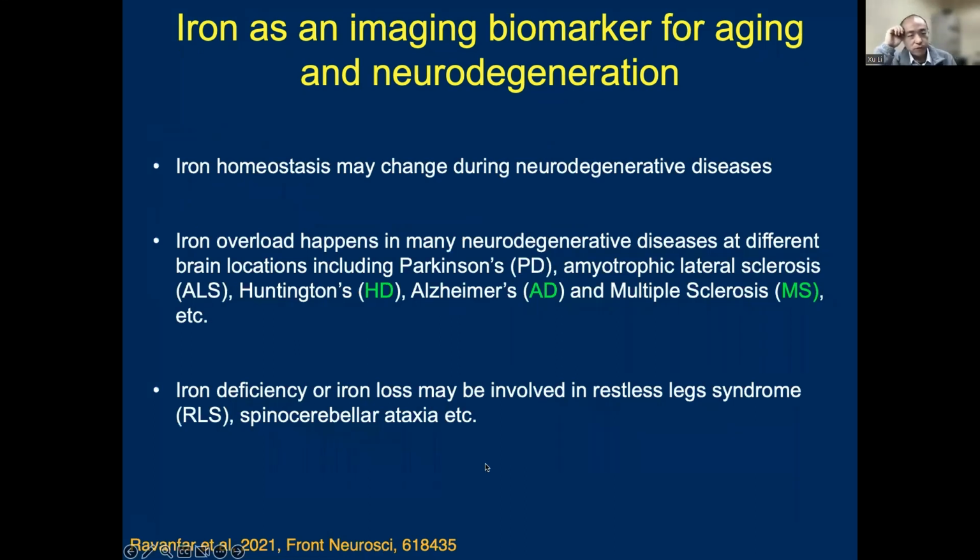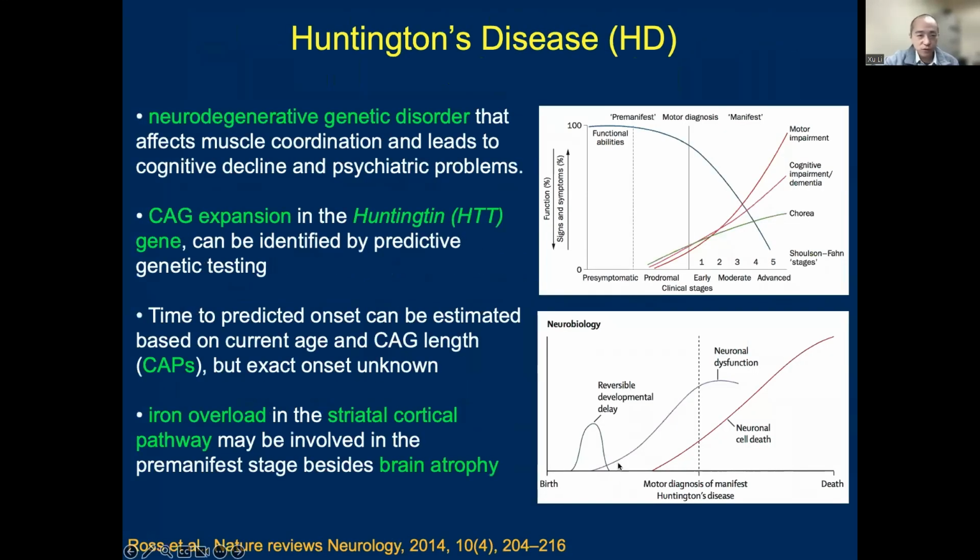During neurodegeneration, the iron homeostasis may be changed due to inflammation or maybe change of BBB function. Iron overload has been reported in many different neurodegenerative diseases, like Parkinson's disease, Huntington's disease, Alzheimer's disease, and multiple sclerosis, etc. Also, iron deficiency or loss may be involved in some neurological disorders. I'm just going to show some examples of these kinds of applications of QSM in neurodegeneration.